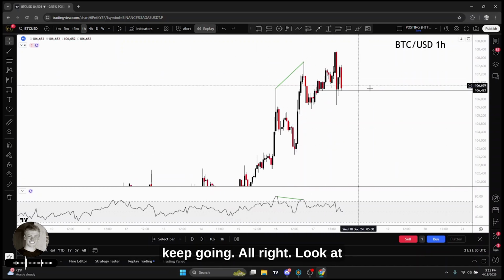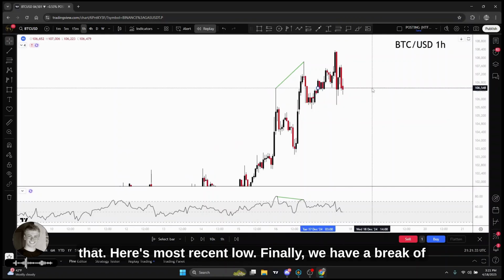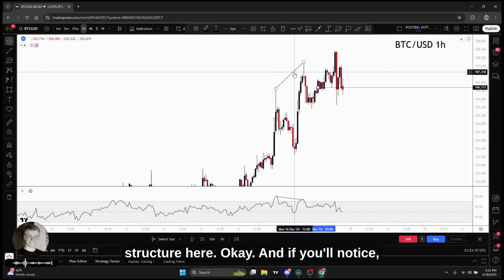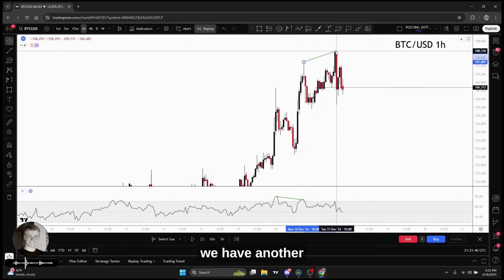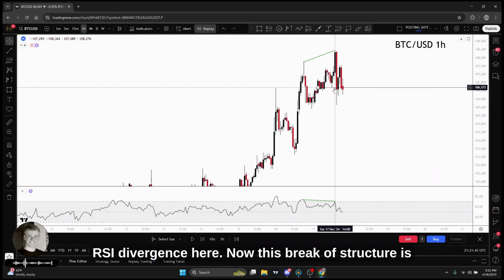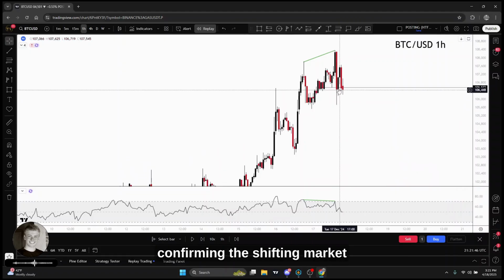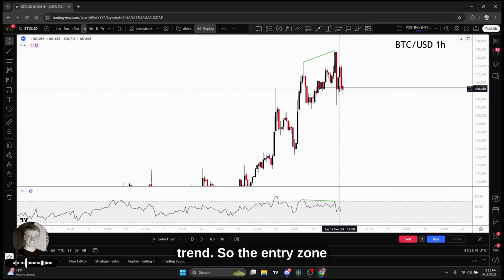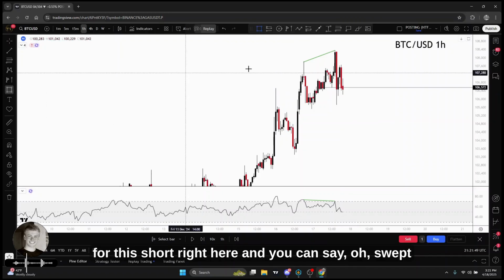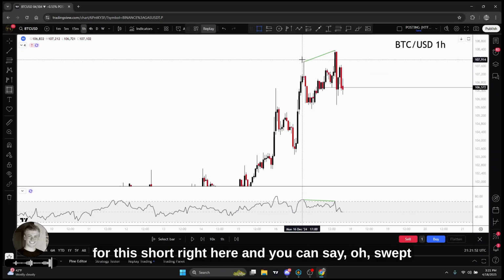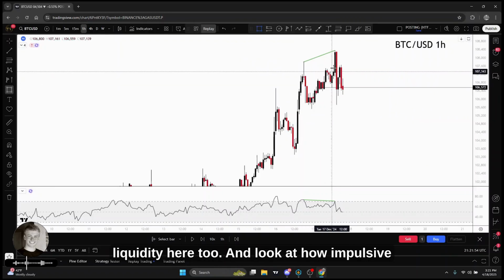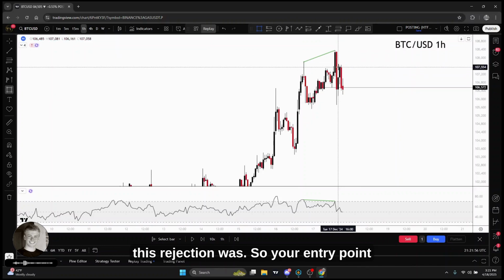Okay, we keep going. All right, look at that. Here's our most recent low. Finally, we have a break of structure here. Okay, and if you'll notice, we have another RSI divergence here. Now this break of structure is confirming the shifting market trend. So the entry zone for this short right here, and you could say, oh, it swept liquidity here too. And look at how impulsive this rejection was.